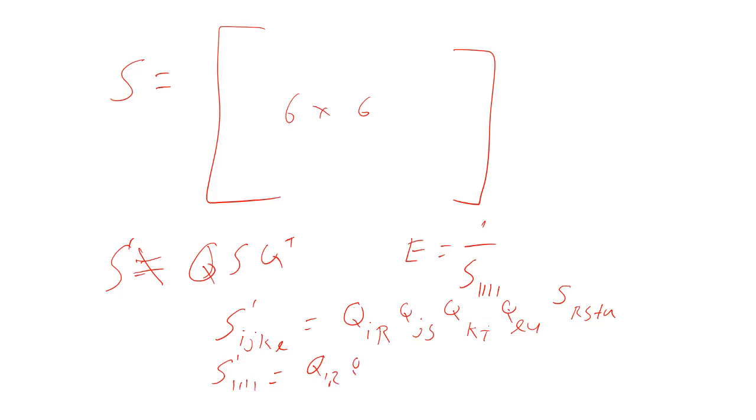And you could solve this out for S prime 1111, Q1R, Q1S, Q1T, Q1U, S_RSTU. If you had MATLAB open or you were really good with your calculator, you could do this calculation. It's a lot to do by hand, but you could have done it using the tools you had with you at the exam. Part C, I basically said there's a much faster way of doing this than transforming the compliance tensor. But no one saw the fast way.